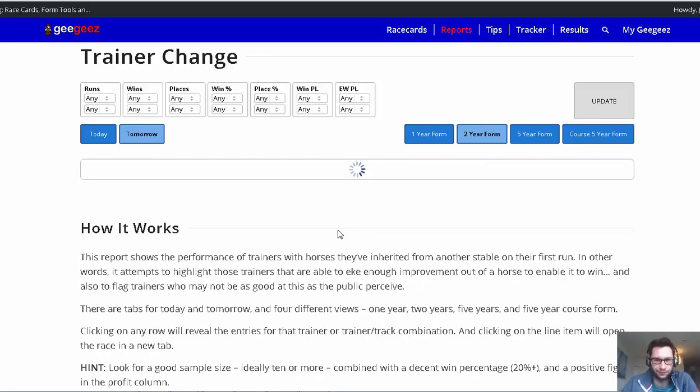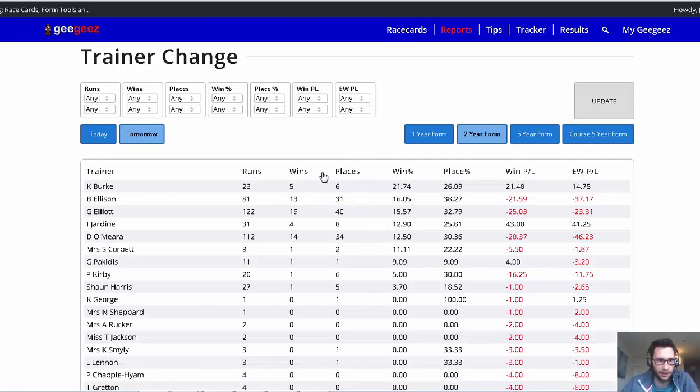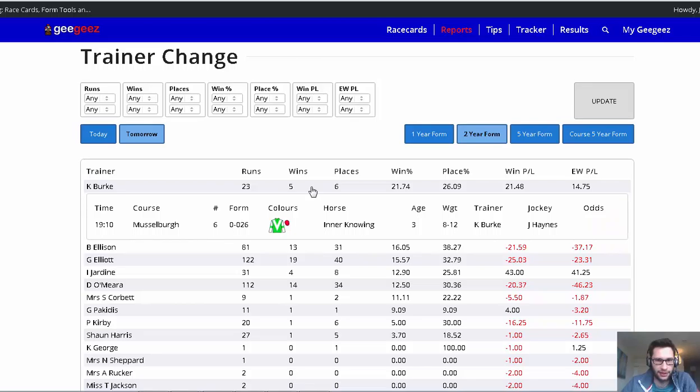2 years. Carl Burke again. So yeah, his 2-year stats are quite solid actually. So Inner Knowing may be interesting, and from memory the trainer's also actually in decent form. So that's another one I might note down. I'm looking for, for that particular part of the blog, horses that are kind of 10-1 or bigger. That's the kind of new approach with that bit.